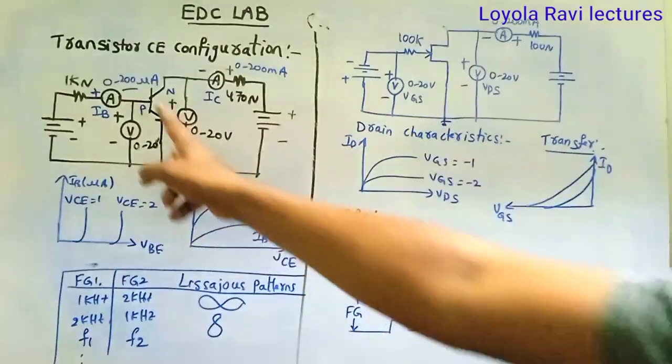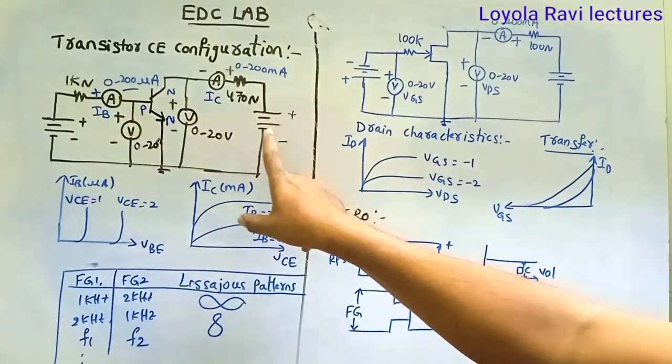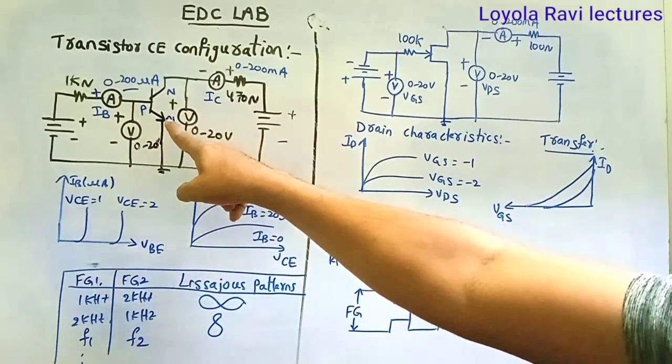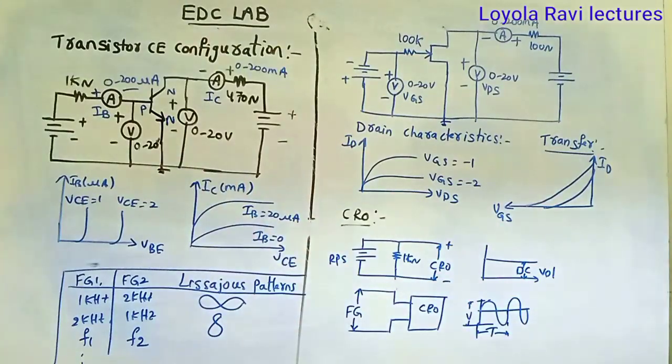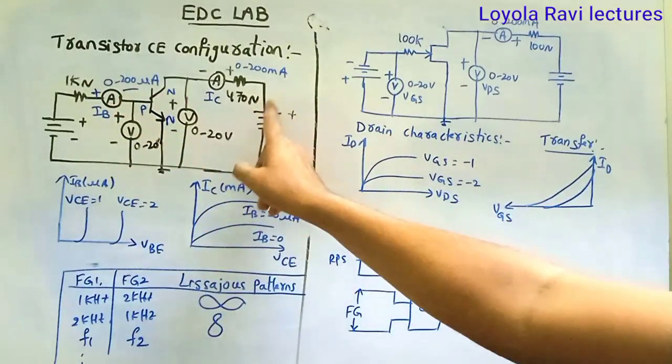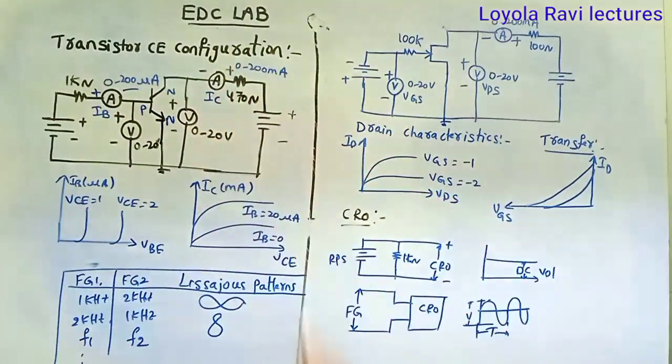Remember that input is forward bias, output is reverse bias. We are using an NPN transistor. Don't forget to write the symbol, with the arrow towards the emitter. So here we have input voltage VBE, input current IB, output voltage VCE, output current IC.